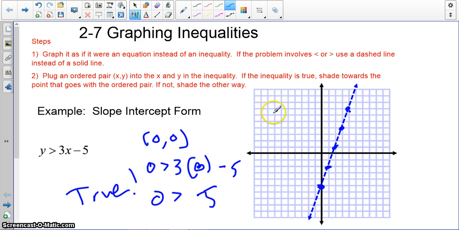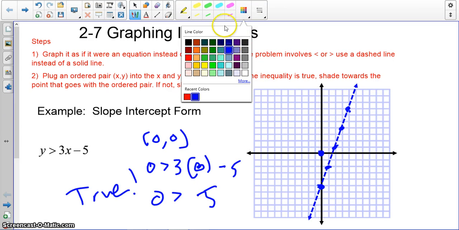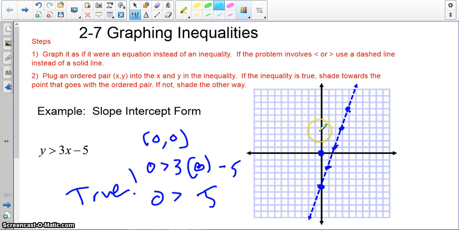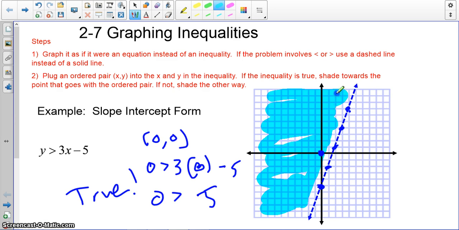So what that means is you shade on the side with that ordered pair. So 0, 0 is right here. So you're going to shade on the upper left side. Let me pause, I want to get a better highlighter here. And then you shade over here, right, which is to the left of the line, but it's also above the line if you think about it.